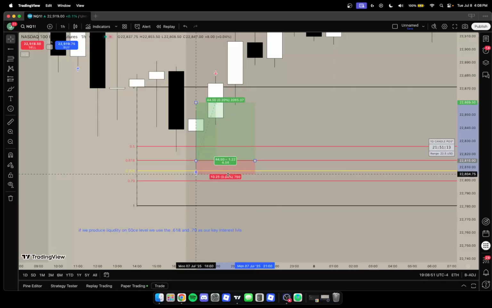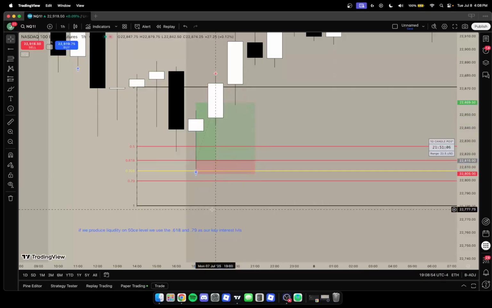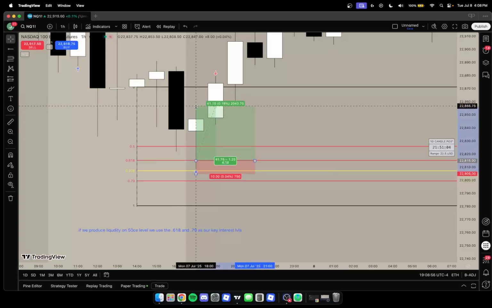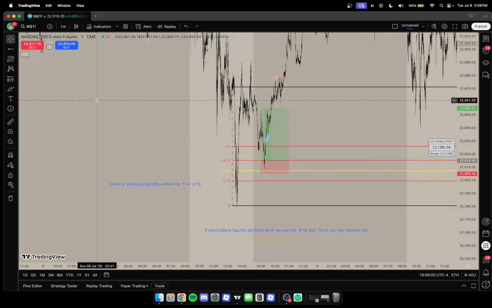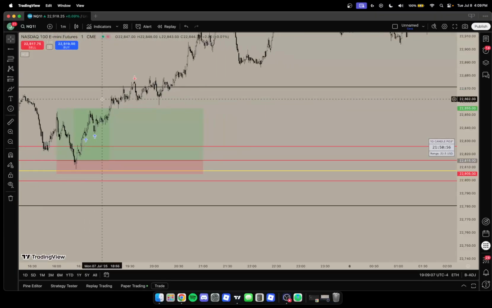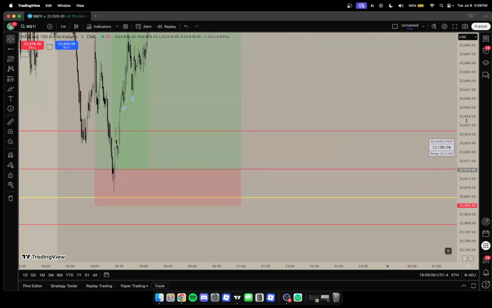10-point stop, targeting 50 points or 40 points. And boom, you absolutely crush it. And if you look on the 1 minute, you quite literally bottom ticked the hell out of it. As you can see, look at this.